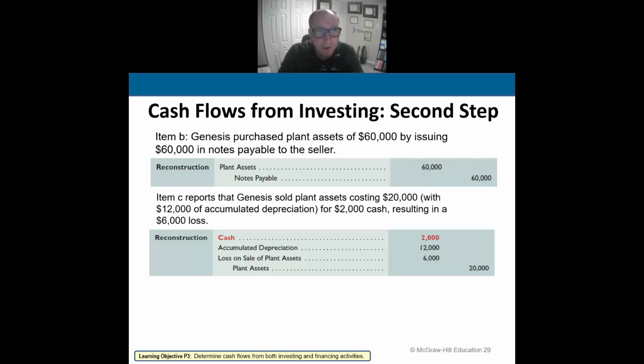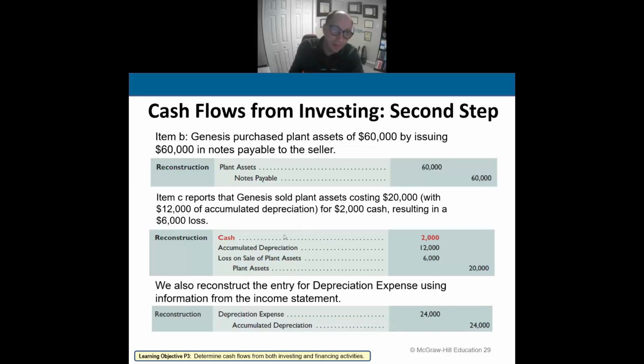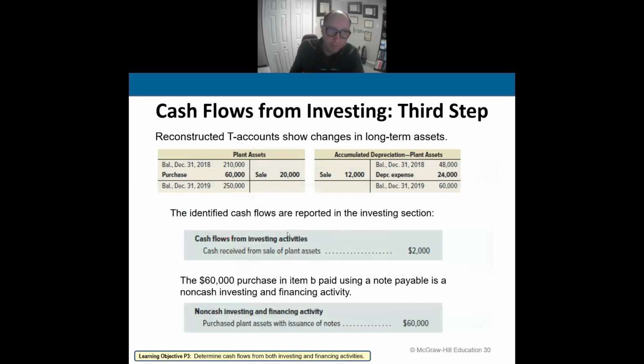The second step is we are looking at the usage of the assets. And the third step is identifying the changes in the T accounts.